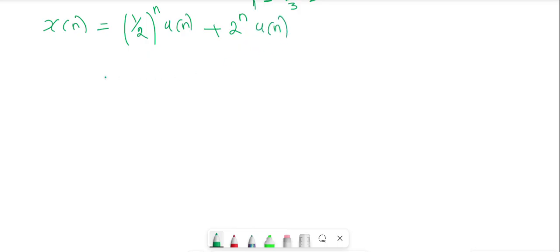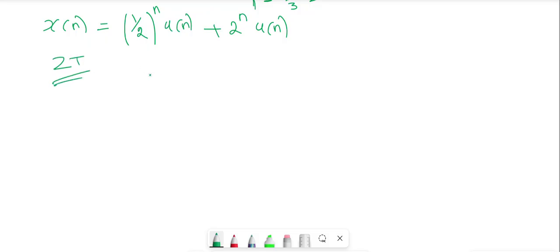Similar way, some more problems: how to find the ROC, how to find the stability of the systems. So, take x of n is equal to (1/2)^n u of n plus 2^n u of n. What is the Z transform if we take the Z transform?